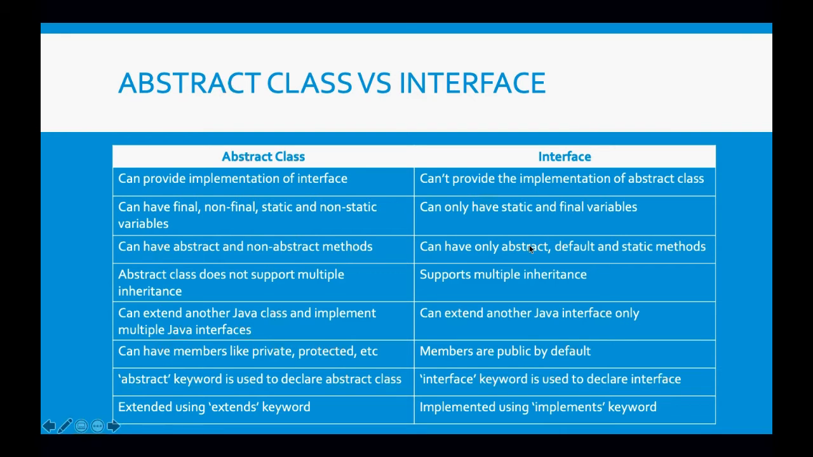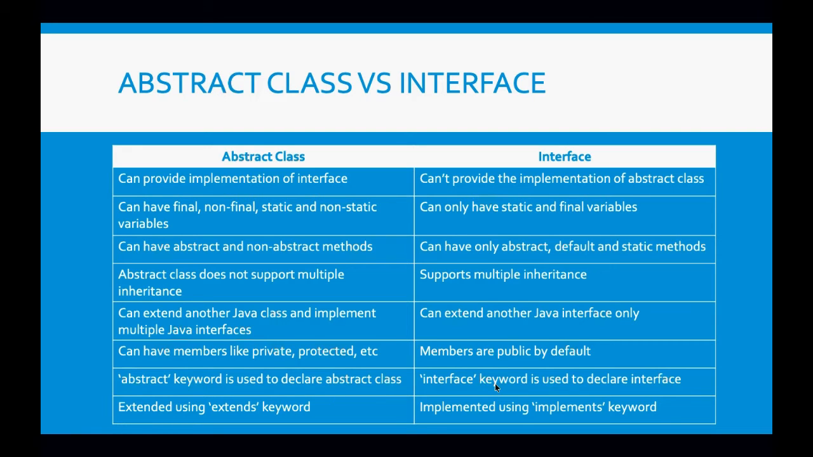You could only have abstract methods, but in the new Java 8, Java 9, and Java 10 and upwards, you can have default and static methods. In an abstract class, there's no multiple inheritance, but in an interface, there's multiple inheritance. In an abstract class, you can extend another Java class and implement multiple Java interfaces. But in an interface, you can only extend Java interfaces, you can't extend Java classes. In an abstract class, you can have private, protected, public members, but in an interface, all your members are public by default. And for you to declare your abstract class, you need to use the abstract keyword.